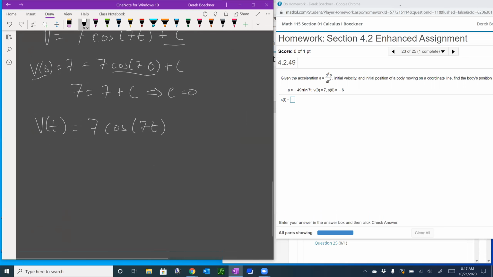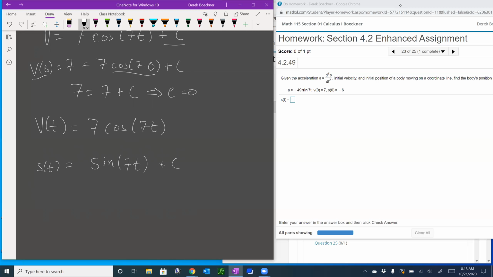The position function, we have to do this again. So s of t should be some function whose derivative gives me 7 cosine 7t. Who can tell me what that's going to be? Yeah, if I put sine of 7t in, the derivative of the sine is the cosine, and then I get the chain rule, which multiplies it by 7, so I get 7 cosine 7t, but I have to add a constant, right? Because we don't know what that constant was before it disappeared.